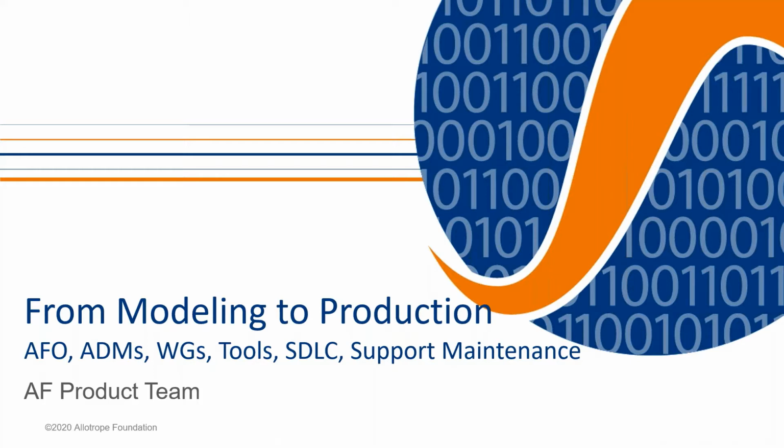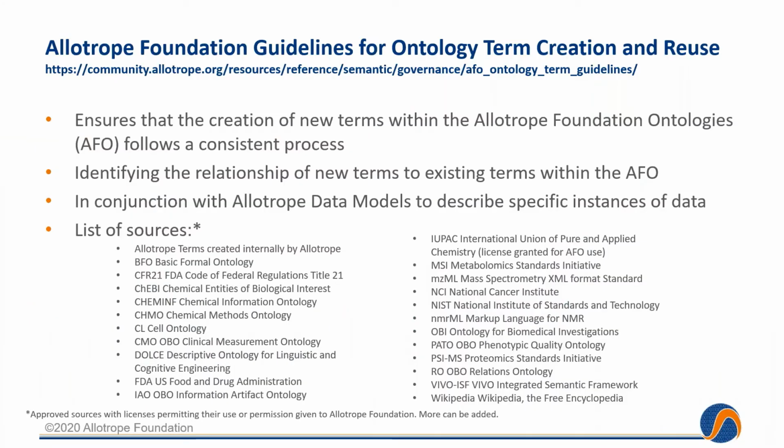Again, hello everybody. Now that we are experts on modeling, we are going from modeling to production: the AFO, the ADM, and it's time for formality. For the formality, we have guidelines and a governance process. So we'll start with the guidelines for ontology term creation and reuse.